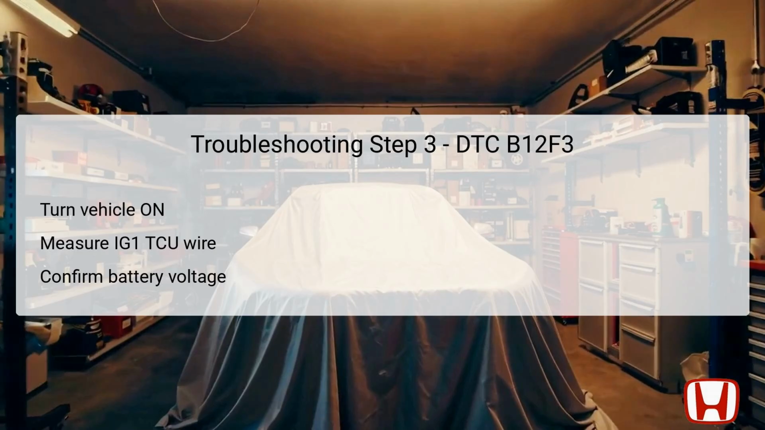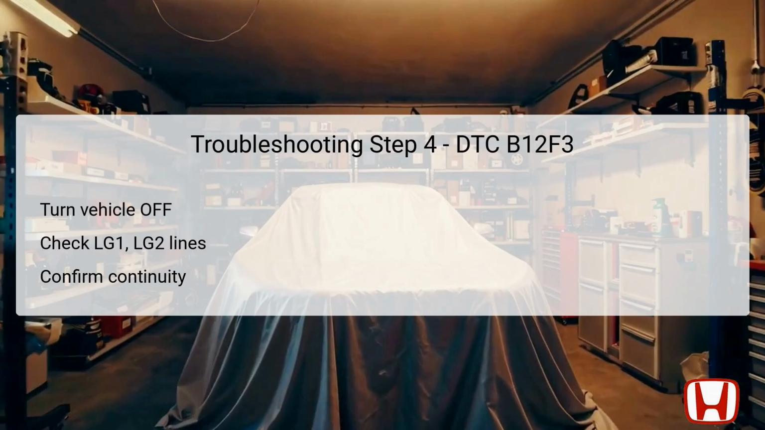With TCM connector A23P still disconnected, you're tasked with measuring the voltage at test point number 6 against a body ground. It's important that the vehicle is in the on mode for this test. If battery voltage is detected at this point, it confirms that the IG1 TCU wire is functioning correctly, allowing you to move on to the next set of checks. Conversely, if no voltage is present, it suggests either an open circuit or high resistance in the IG1 TCU wiring, necessitating repairs to restore continuity and proper functionality.